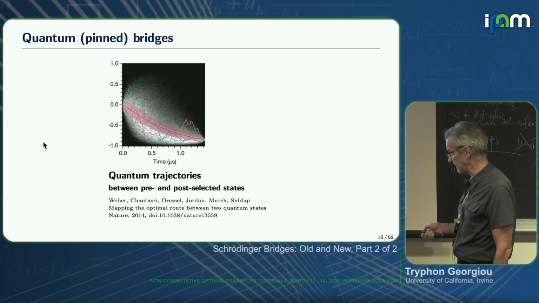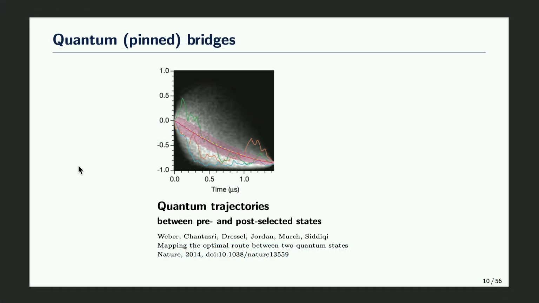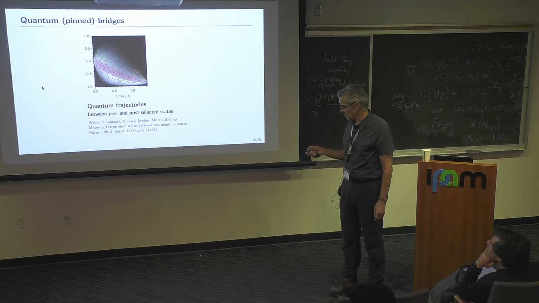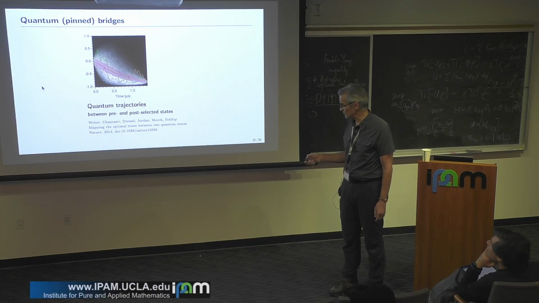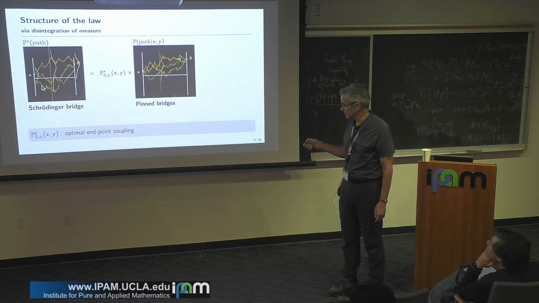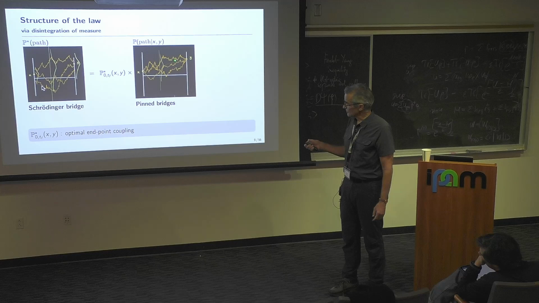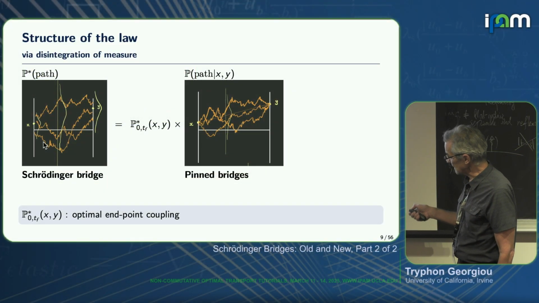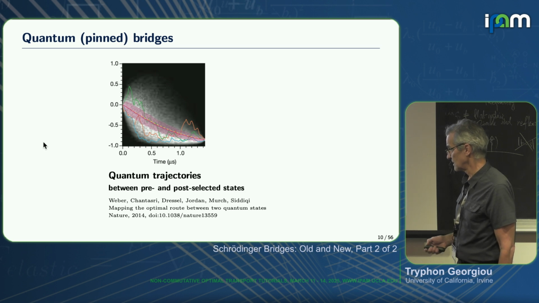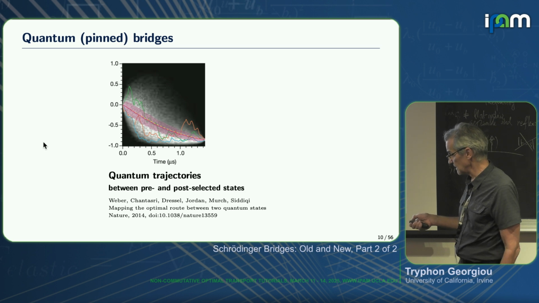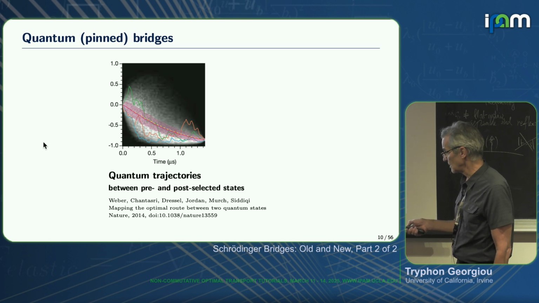And this is a picture from a paper mapping the optimal route between two quantum states by Andrew Jordan and collaborators. And this thing here represents a quantum system weakly monitored over the duration, where you pre- and post-select a state. So basically this appeared a couple of years ago in Nature, and it's nothing but a pinned bridge. And basically what they were doing in that paper and some subsequent work was trying to find the law for exactly these pinned quantum processes.